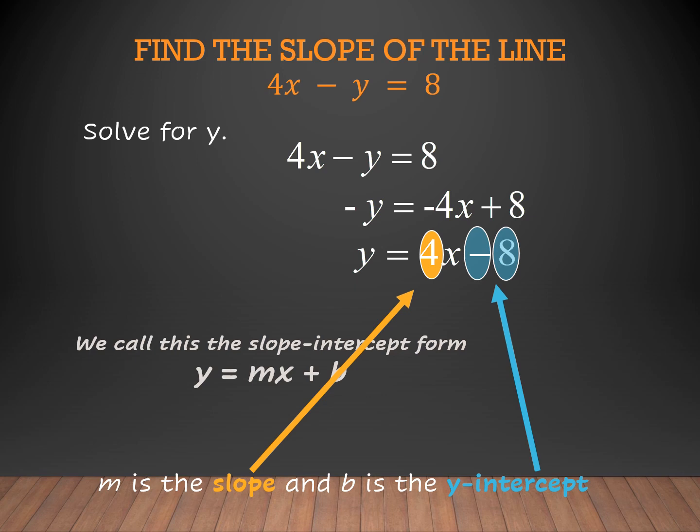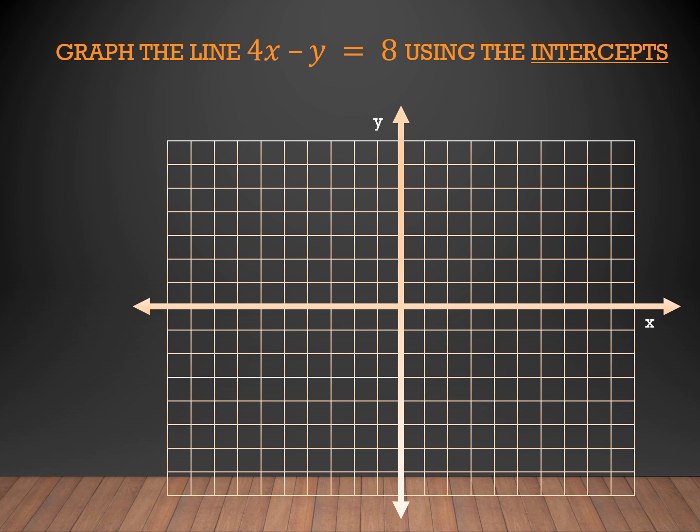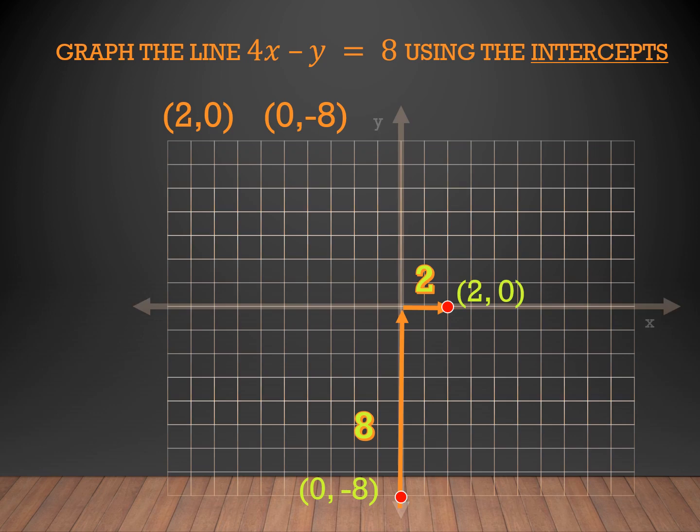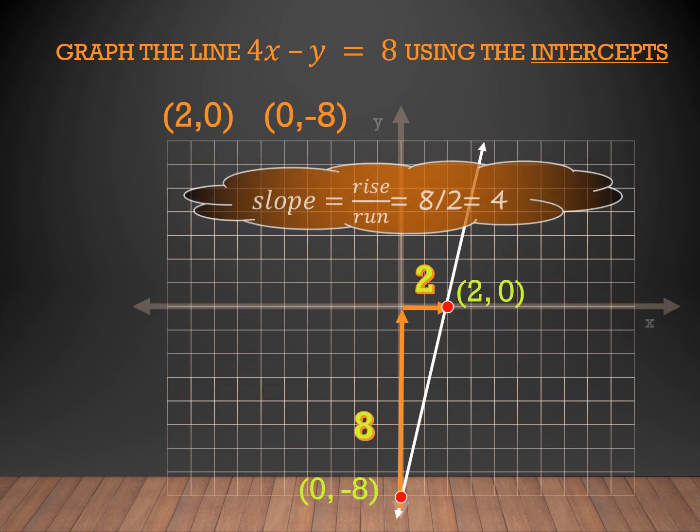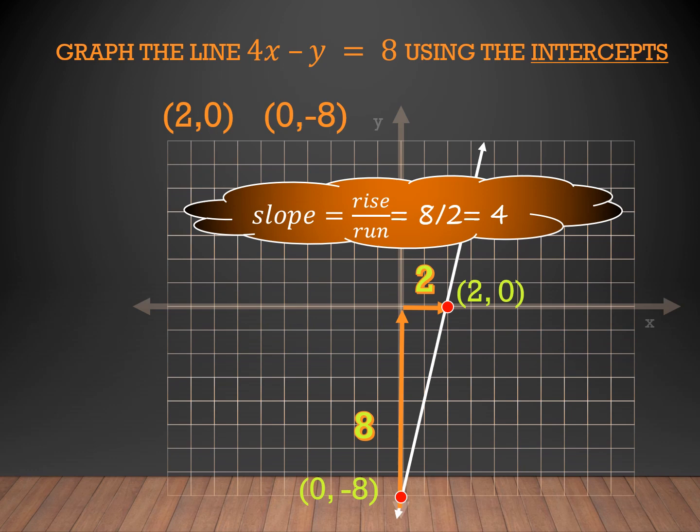So notice the slope is 4. Now we're going to graph the line using the intercepts. So we have (2, 0) and (0, negative 8), and let's see if the slope is 4. The rise is 8, we're going up by 8 units, that's positive 8, and we're going to the right by 2 units, that's positive 2. Therefore, the slope is 4, and we graph the line using the intercepts. Just take the x-intercept and y-intercept, and join the 2 points you have.